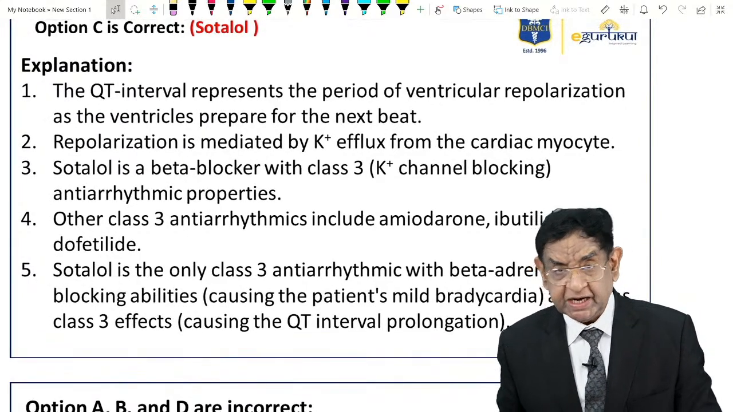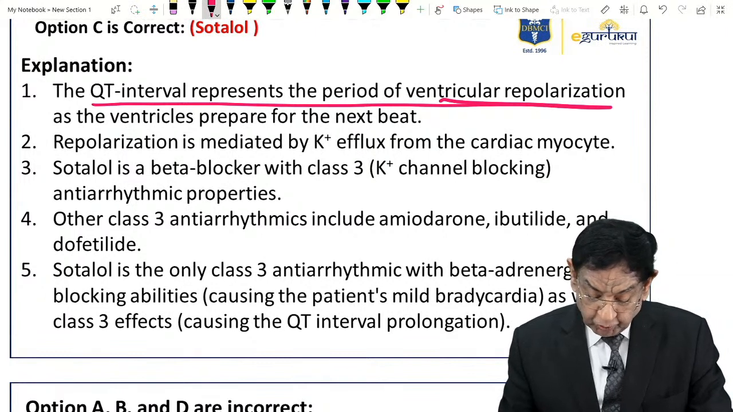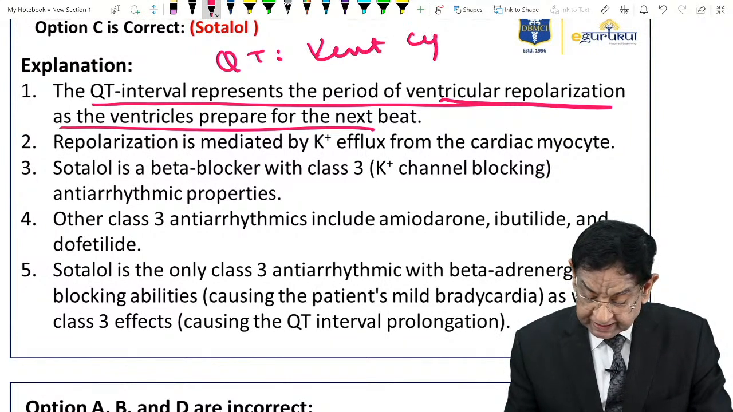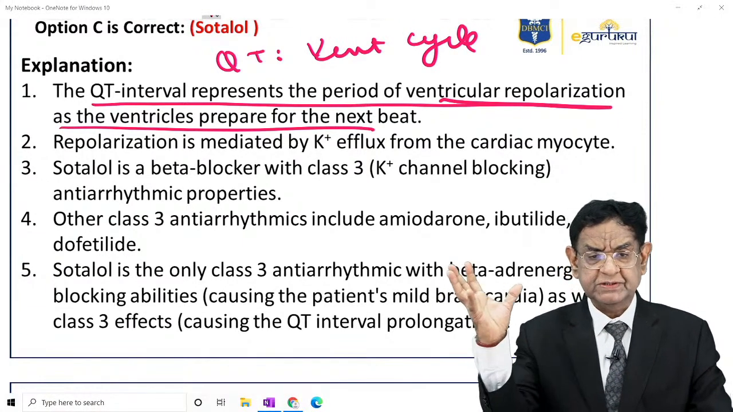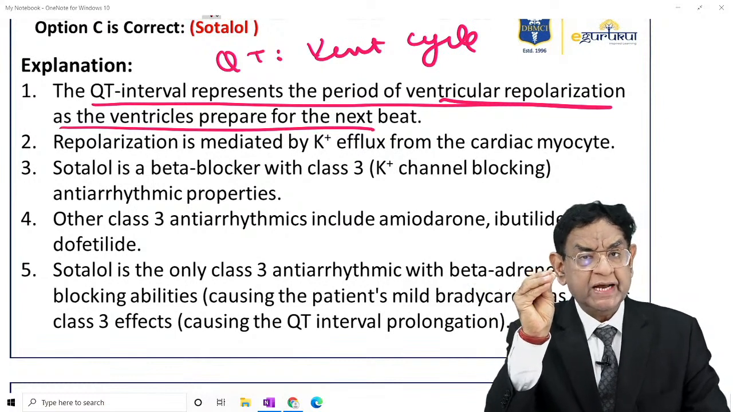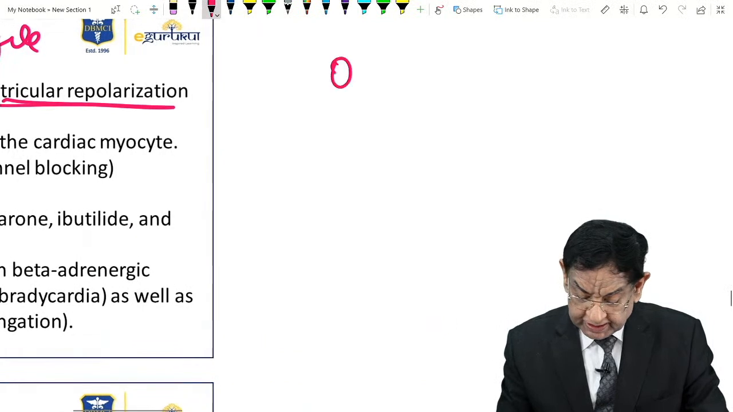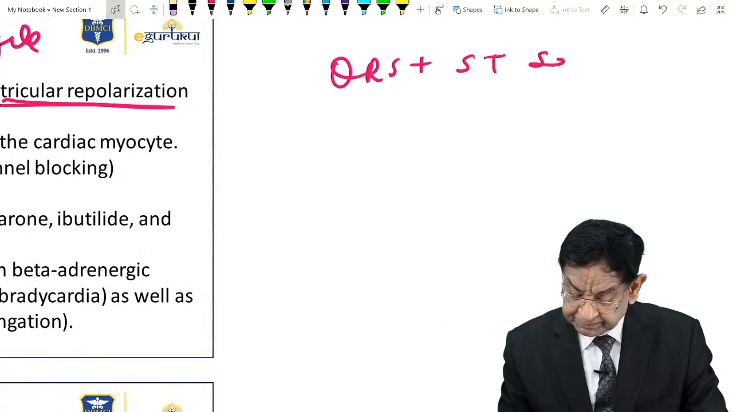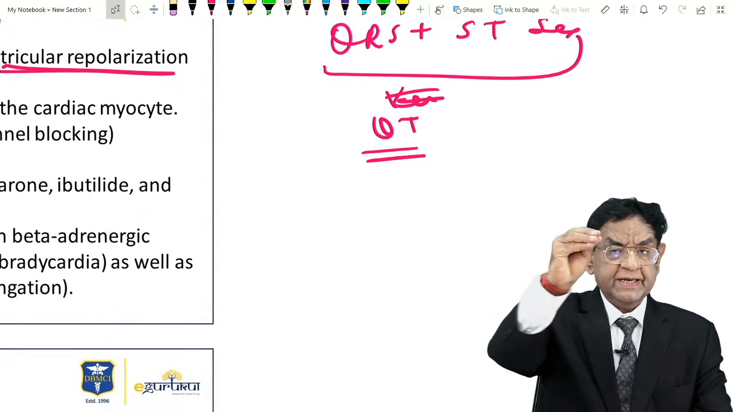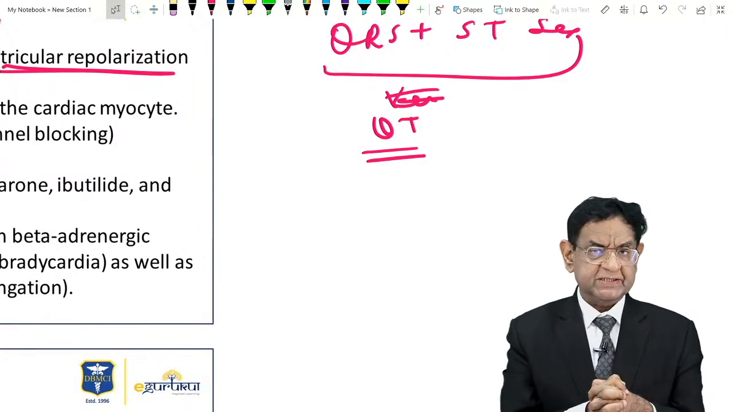As mentioned earlier, the QT interval represents the period of ventricular depolarization as well as ventricular repolarization, right? So the QT interval is the total ventricular cycle. Let me show you. This is systole, diastole, systole, diastole. Ventricular systole is represented by the QRS complex, and diastole by the ST segment. QRS plus ST segment constitute the QT interval. So QRS, ST, QRS, ST, this whole is the QT interval. The QT interval represents both ventricular systole and diastole. Agreed.